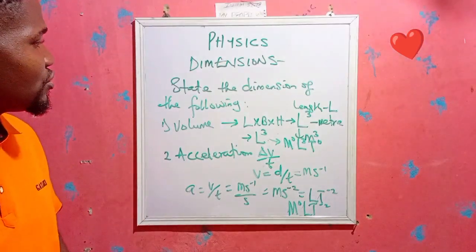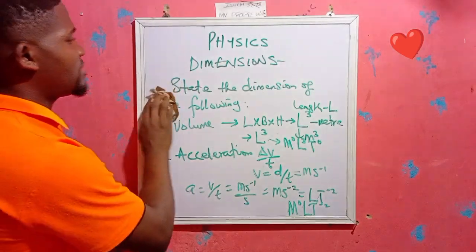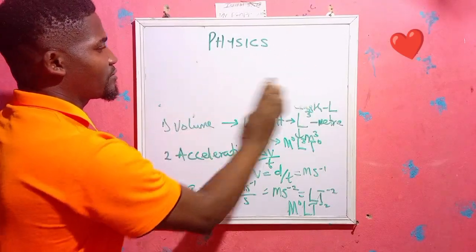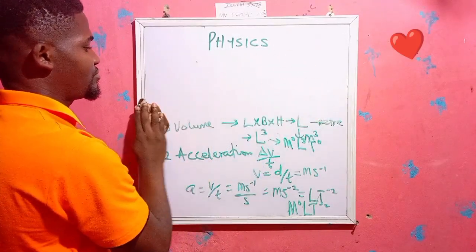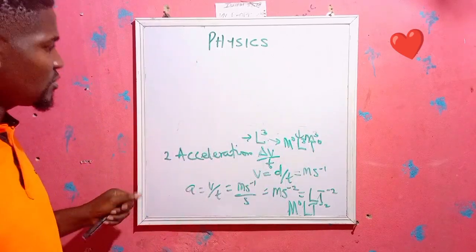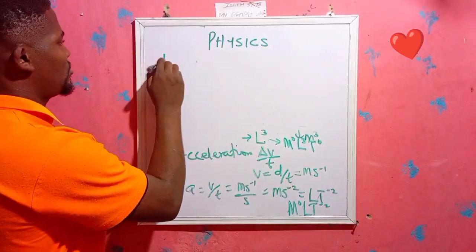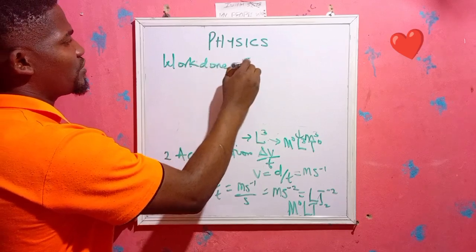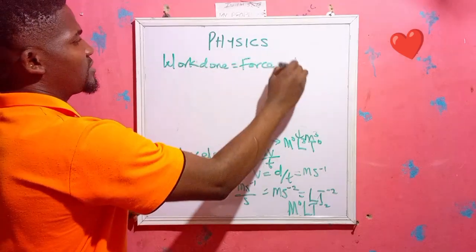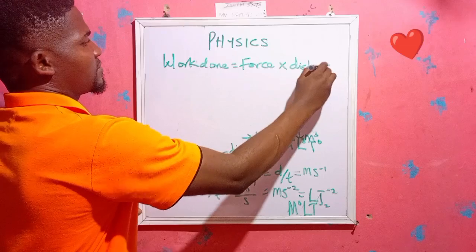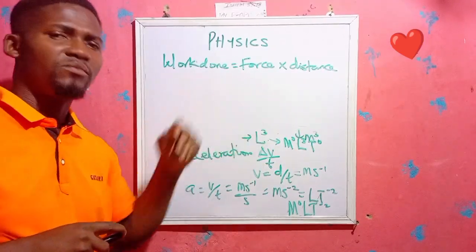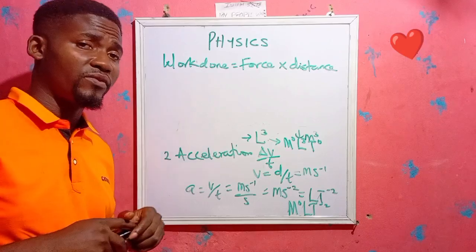Now, let's go lastly to work done. I will have to rub off everything here. Let's go over to work done. Work done. What is work done? Okay, work done is equal to force times distance. Work done is force times distance. Okay, we have to break down these formulas so that we can get the dimension for work done.